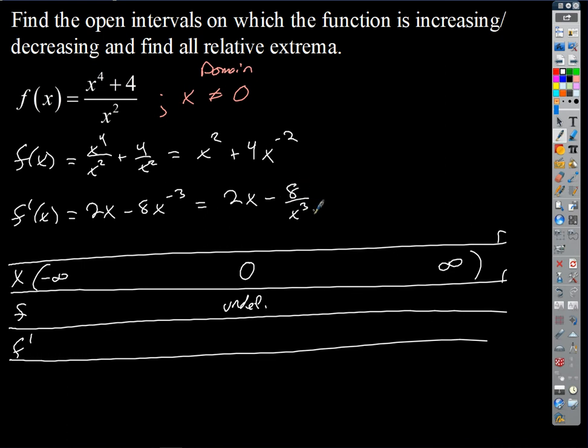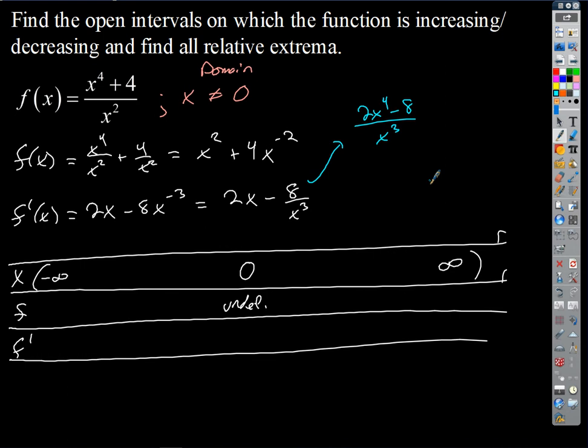That's fine. And you could debate the merits of either one. I could get a common denominator and multiply by x cubed over x cubed if I wanted to, and that would give me 2x to the 4th minus 8 over x cubed. And that's the answer we would have gotten if we had done the quotient rule. But this is really fine, isn't it? Okay, there's our derivative. Now we have to find all the critical numbers.